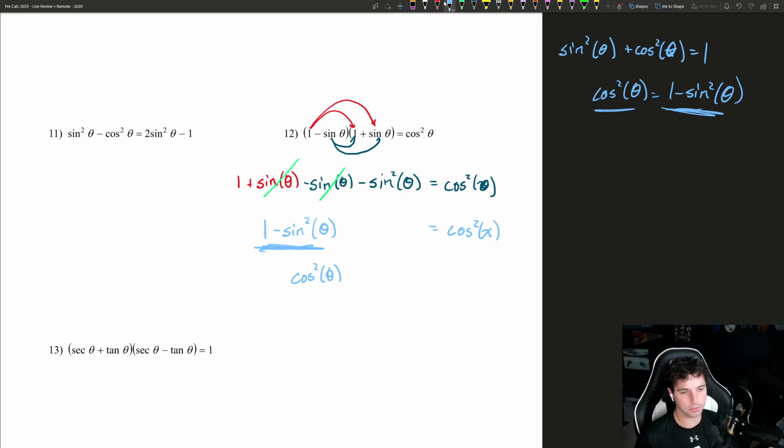Honestly, it's the same thing for number 13. I just used different trig functions. Okay, so you'd FOIL, right? Secant times secant, secant times tangent, tangent times secant, and then tangent times negative tangent. If you do all that stuff, middle terms are going to cancel, right? Kind of like we did right here and right here. And you're just going to be left with the outer two terms. And you can use an identity to simplify that. So you should get secant squared minus tangent squared, which is actually just equal to 1.